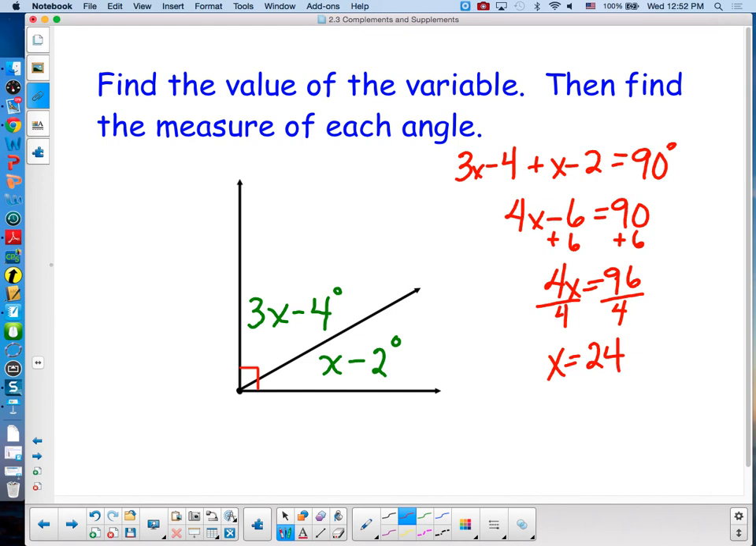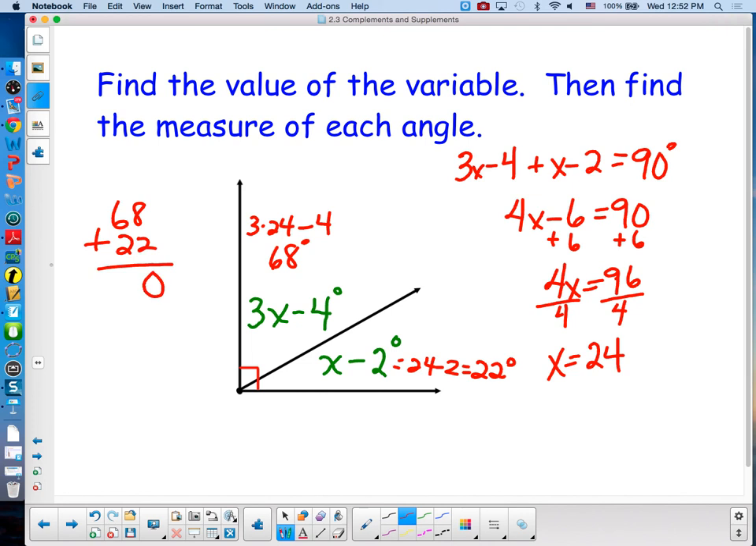And let's substitute back in to see what the angles are and make sure that it works. Okay? So 3 times 24 minus 4, 68. And down here, 24 minus 2, 22. 68 and 22 added makes 90. So that tells me it checked correctly. Question on that one? No?